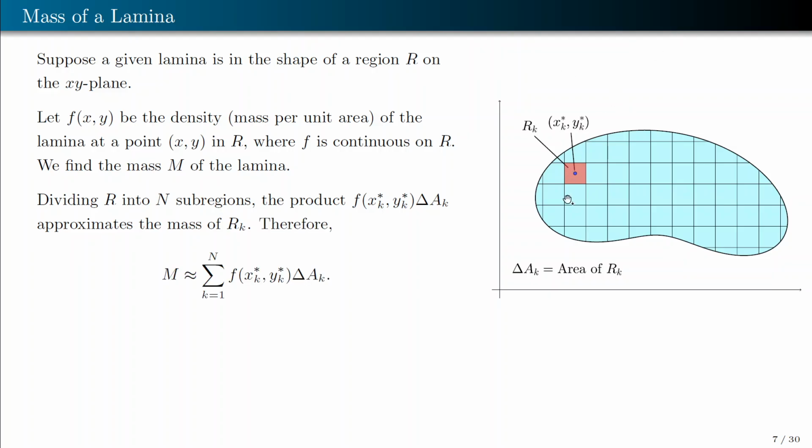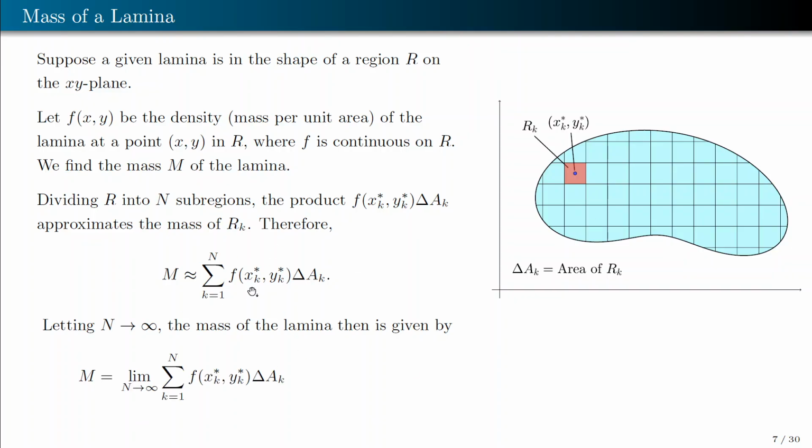So that, pag in-add natin yung mga yon, okay, over all R sub Ks, we get an approximation for the total mass of the lamina. Okay, tapos para gumanda yung approximation na yun, similar sa process natin before, we let n approach infinity so that the mass of this lamina will be exactly equal to the limit of this sum as n goes to infinity as we increase the number of subregions. Pero nakita na natin yung limit ng Riemann sum na to. This is the double integral of f of xy over the region R.